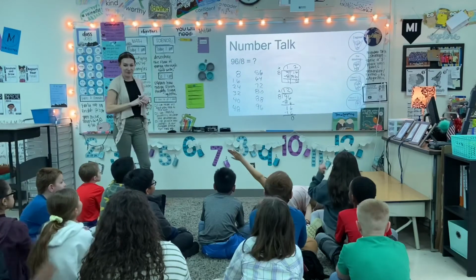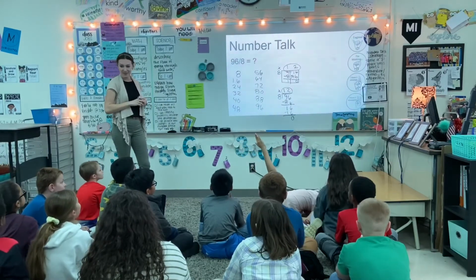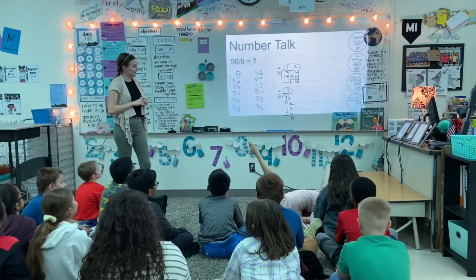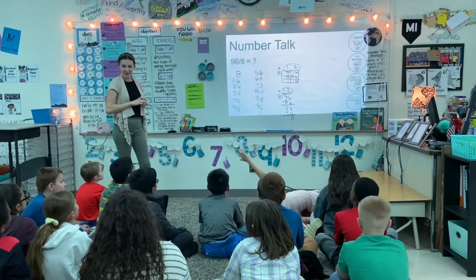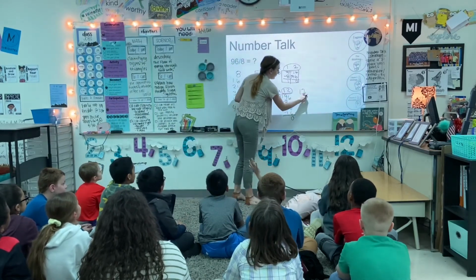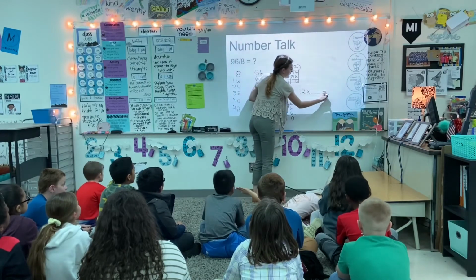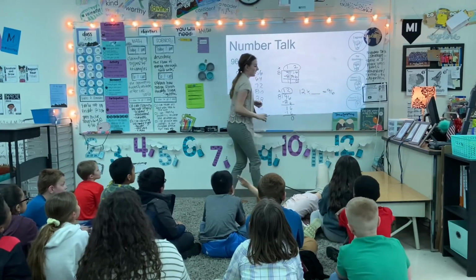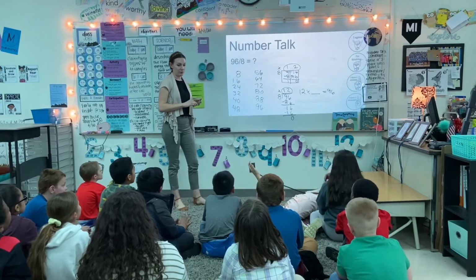Another strategy? I would like to add on to Brody's. Okay. After I did what he had said, I did 12 times something equaled 96. Oh, so you did 12 times something equals 96. So how could we do that? Could we roll our 12s?